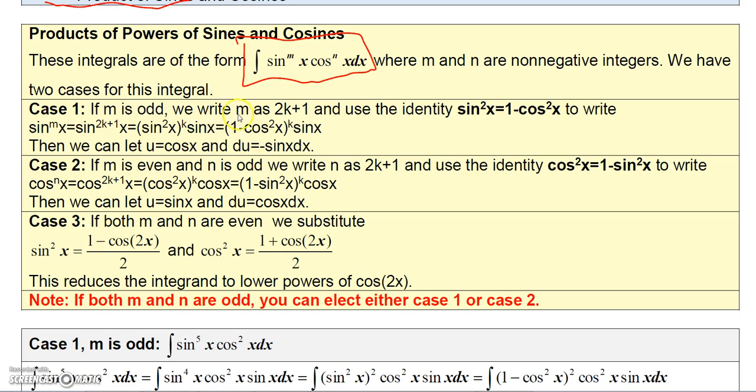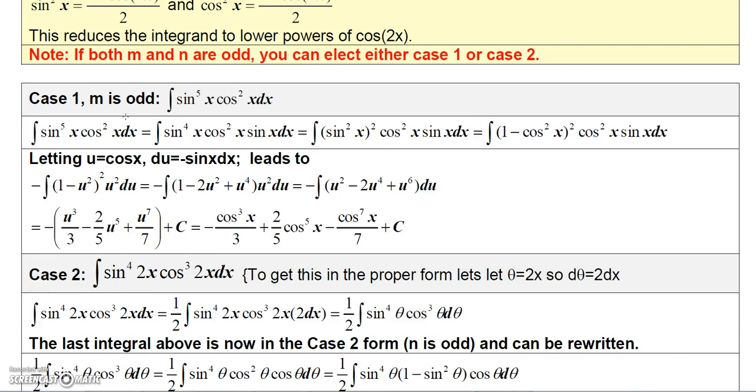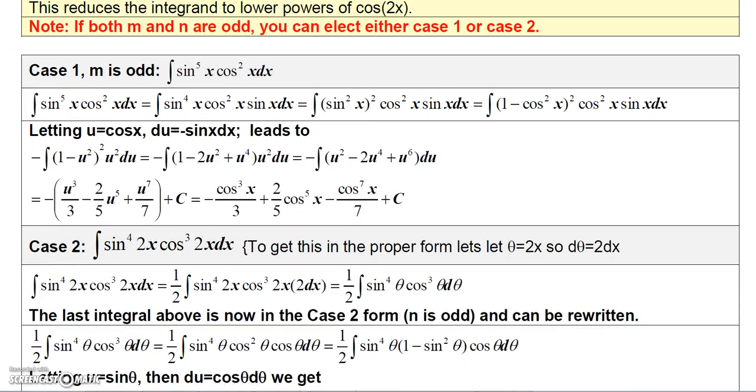So rather than cover the other cases, let me go ahead and go to this case and show you the example for this one. Here we have an example where the sine power is odd, and it doesn't matter what the cosine power is, but the sine power is odd. So that was case 1.